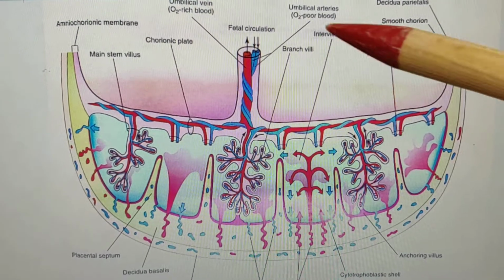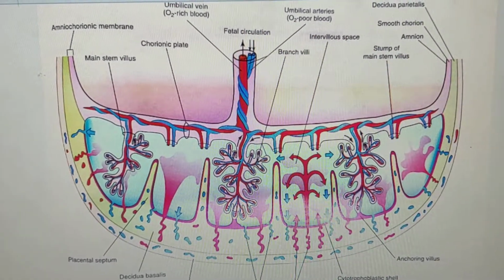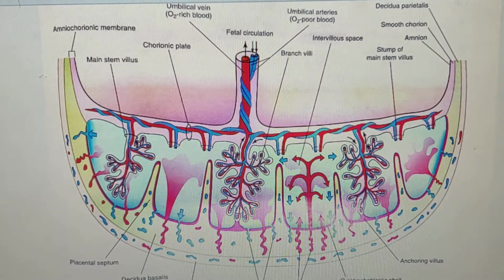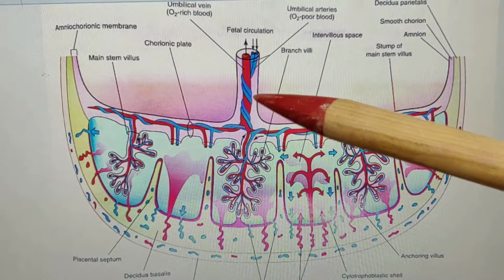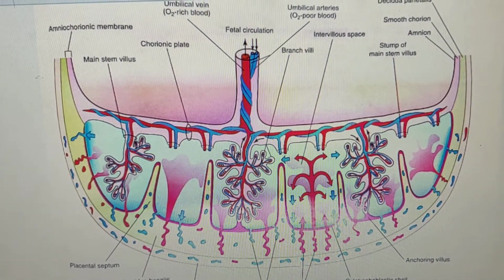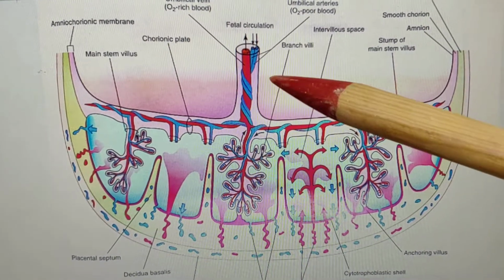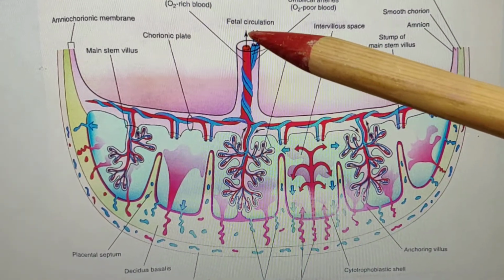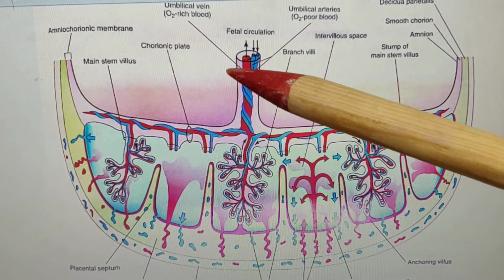Now see the umbilical cord. This umbilical cord, initially there are two umbilical arteries and two umbilical veins present, first, at the beginning of the development. Here, these red structures represent the umbilical vein.